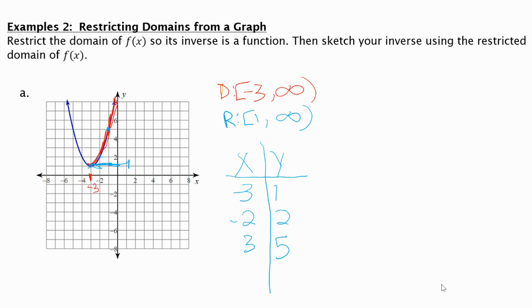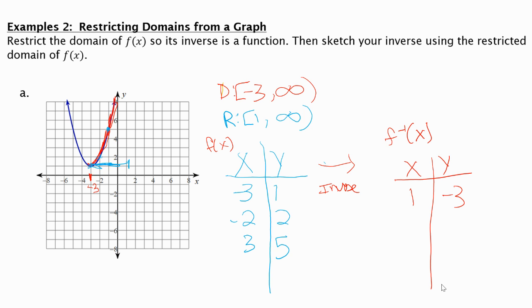And then if I want to write the inverse, so if this is f of x, I'm going to do the inverse just by flipping those points. So 1, -3, 2, -2, 5, and 3. And then I can just simply plot those points, and that would help me do the sketch. All right, and then that would be what the sketch of the inverse would look like.